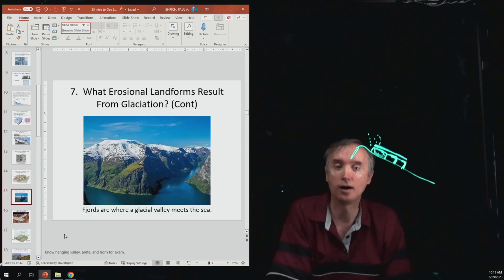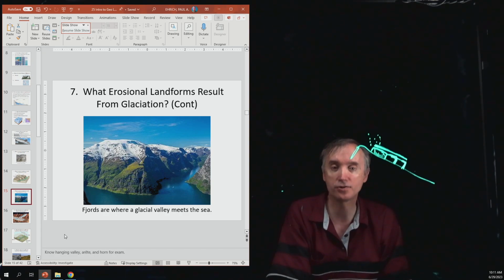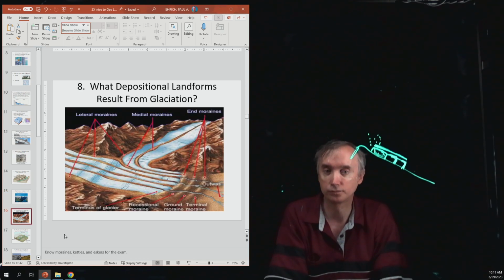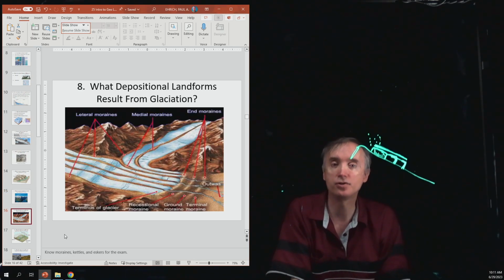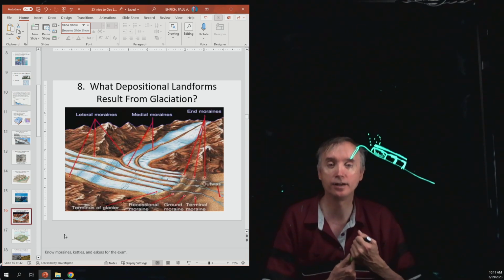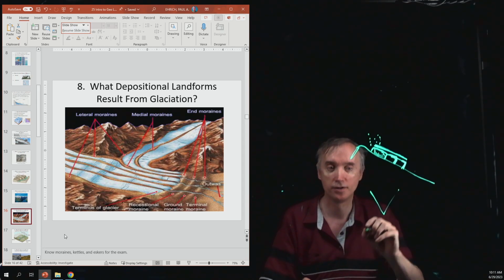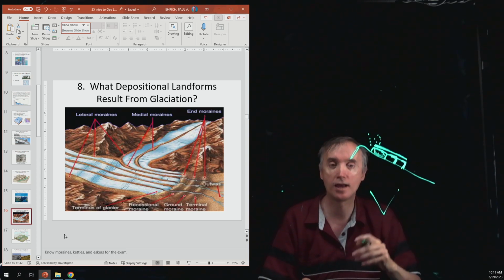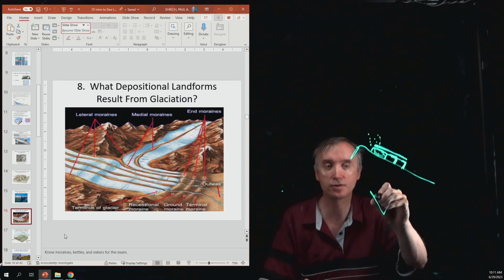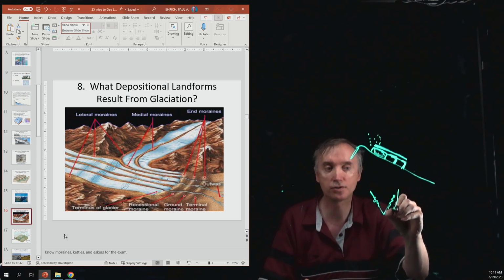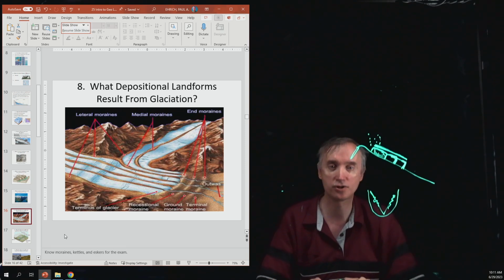Okay, then a fjord is where a glacial valley meets the sea. Okay, and then you should know what a moraine is. So originally, a valley that a glacier goes through is going to be V-shaped. A V-shaped valley is carved by a river. But as a glacier goes through it, it's going to erode material from the sides, and it's going to turn it into a U-shaped valley.